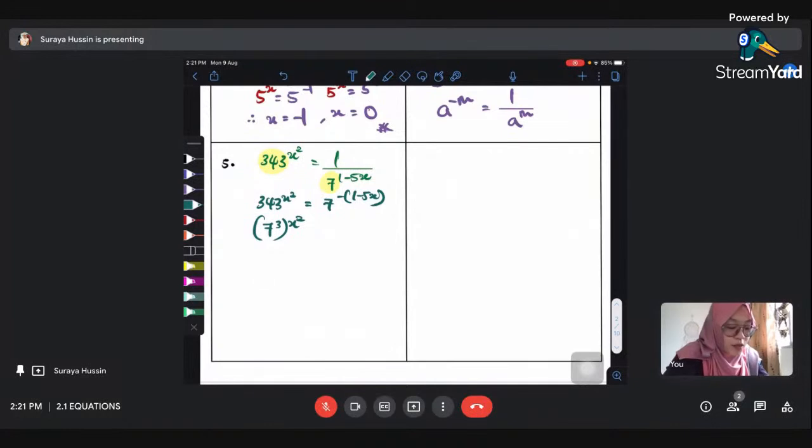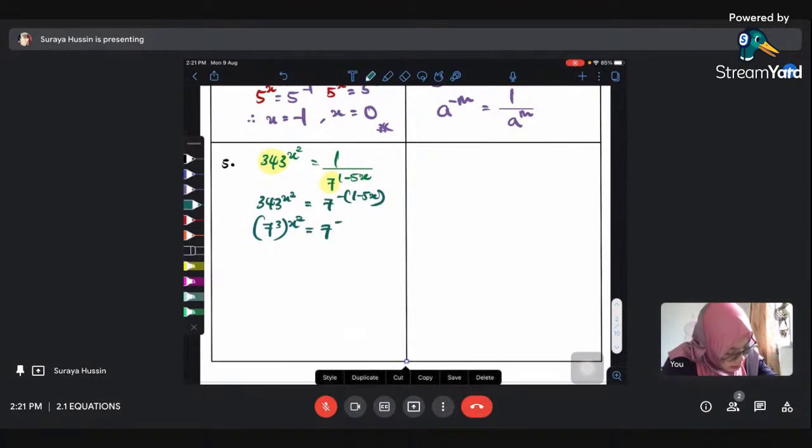Okay, so x squared tu you boleh letak sebelah dia lah. Dia memang power yang sama. So dia bersebelahan dengan 3, dia bukan atas 3, dia bersebelahan. Make sure you write it correctly. Okay, so yang ni saya salin lah, ya.